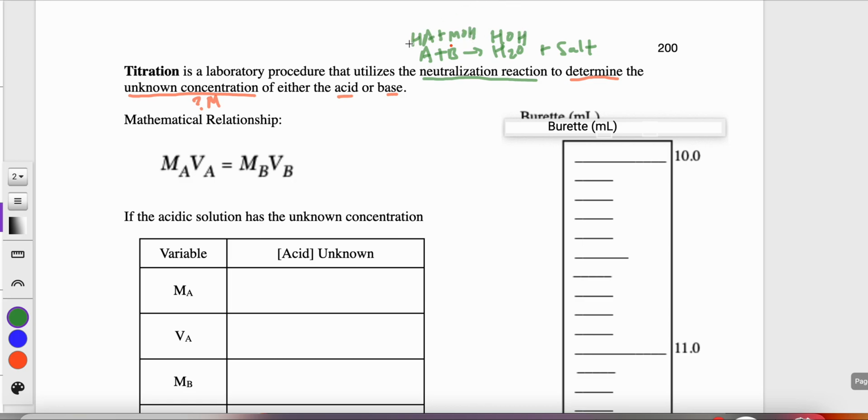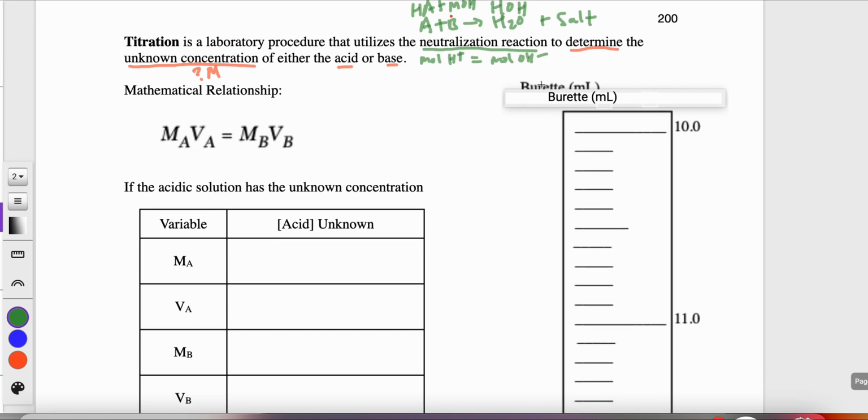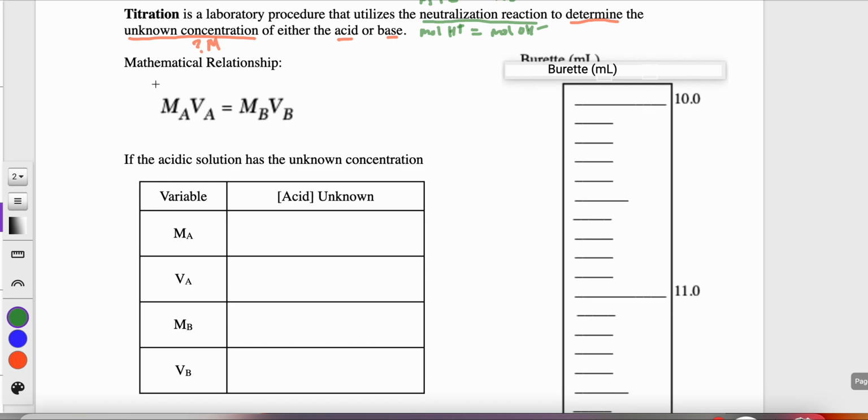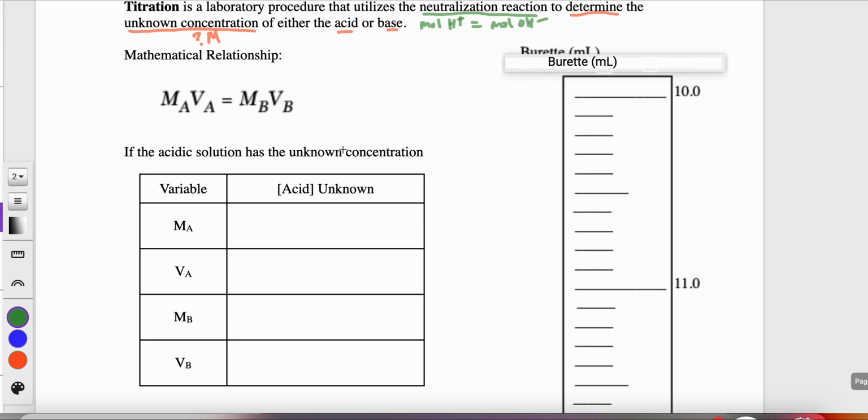So when you have an equal number of moles of hydrogen reacting with an equal number of moles of hydroxide, we have neutralization. So I could say in this, moles of hydrogen ion equal moles of the hydroxide. So we have a very simplified mathematical relationship that's listed on our Table T: M times V, molarity multiplied by the volume, equals molarity times the volume.